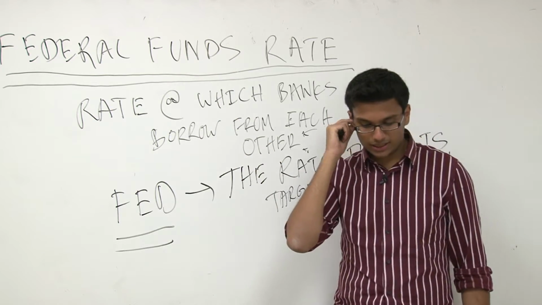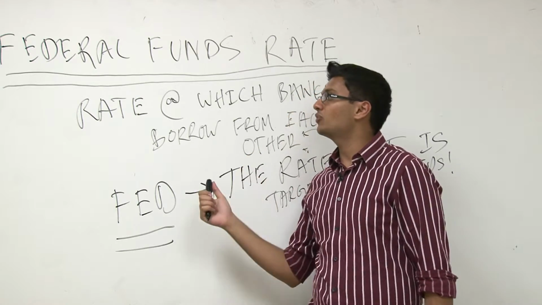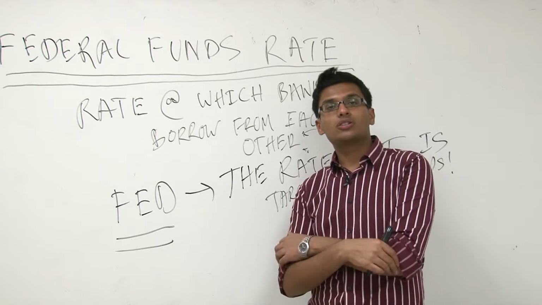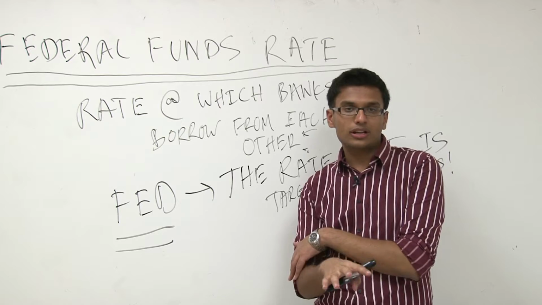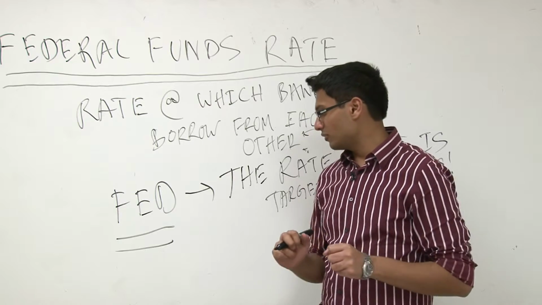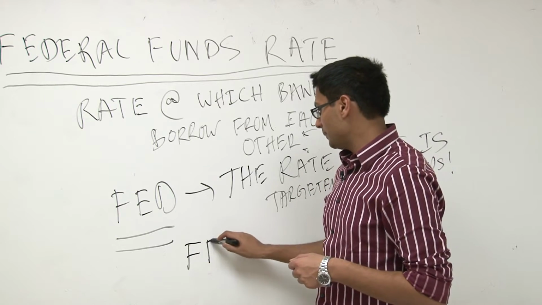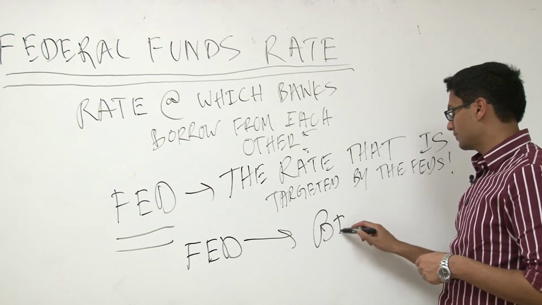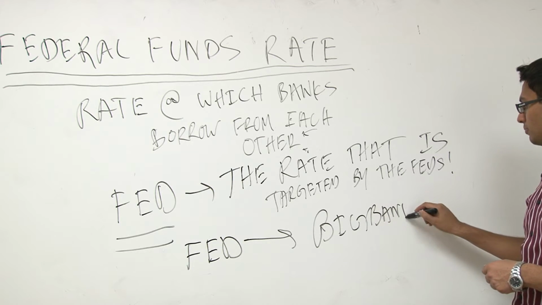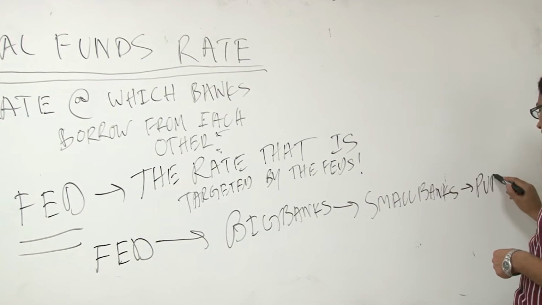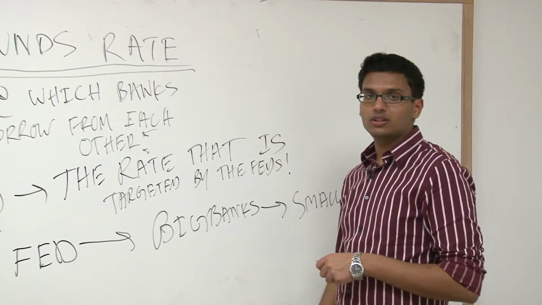Obviously they have an indirect control over the federal funds rate, but this is the rate at which the banks actually borrow from each other. So this is the trickle-down interest rate. Let me rephrase. When it comes to borrowing money, the Federal Reserve Board gives money to, let's say, big banks, and then big banks give money to the small banks, and they both give money to the public.